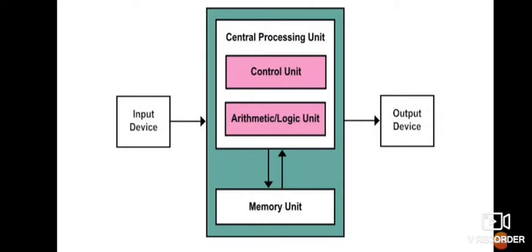With the help of input devices, we enter data. With the help of processing devices, that is central processing unit, CPU, it processes the data with its three components, CU, ALU and MU, and finally gives us the output through output devices.